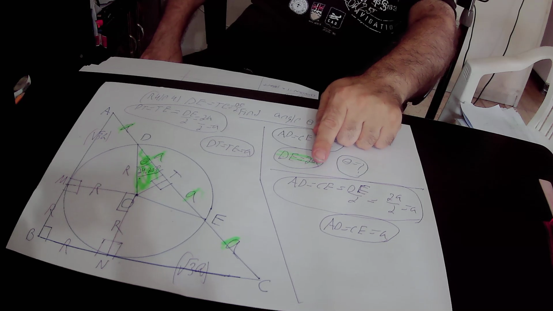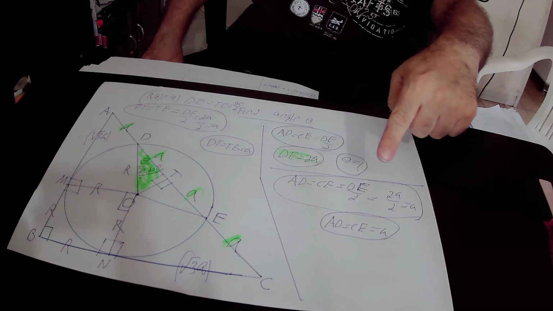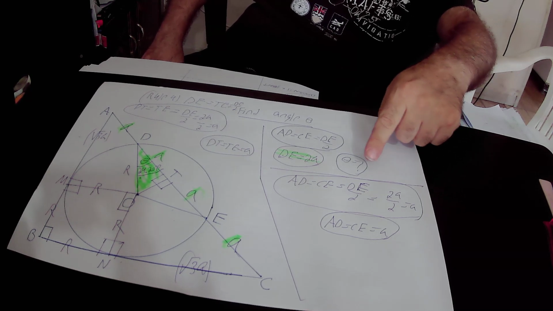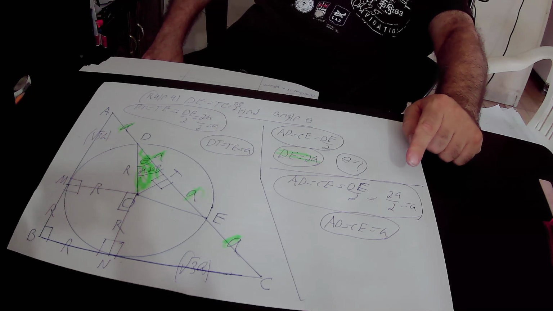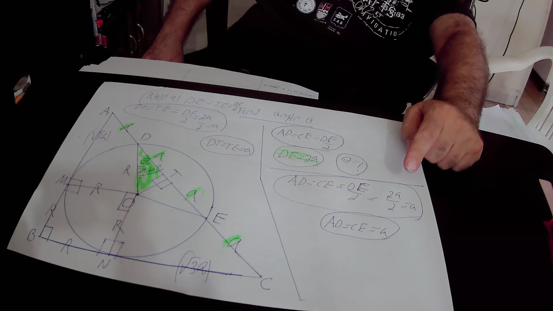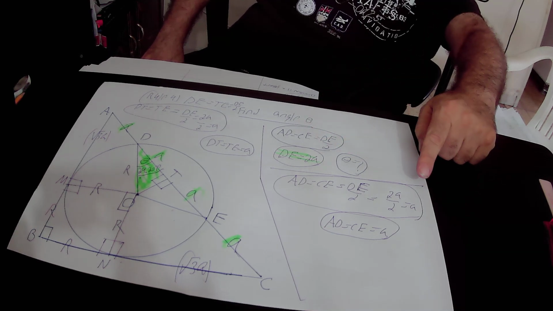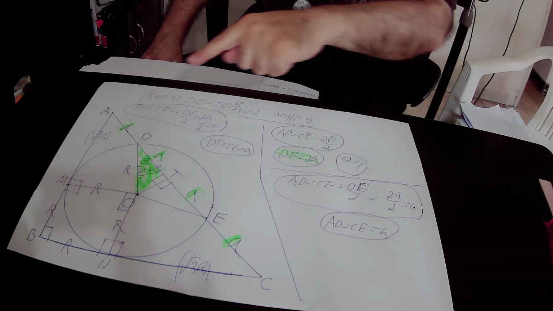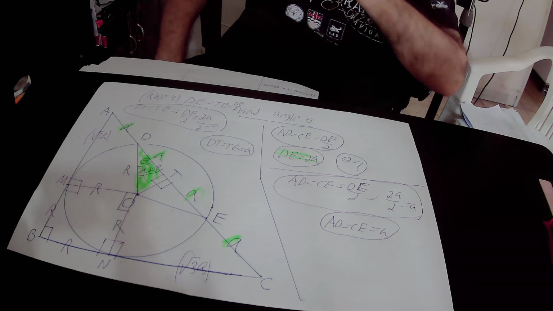So from what is given in the question, we get that AD equals CE equals DE over 2. And according to our definition, DE equals 2a, so we can substitute DE by 2a. Here we get that 2a over 2 equals a. From this long equation, we derive that AD equals CE equals a. So AD equals a, and EC also equals a.